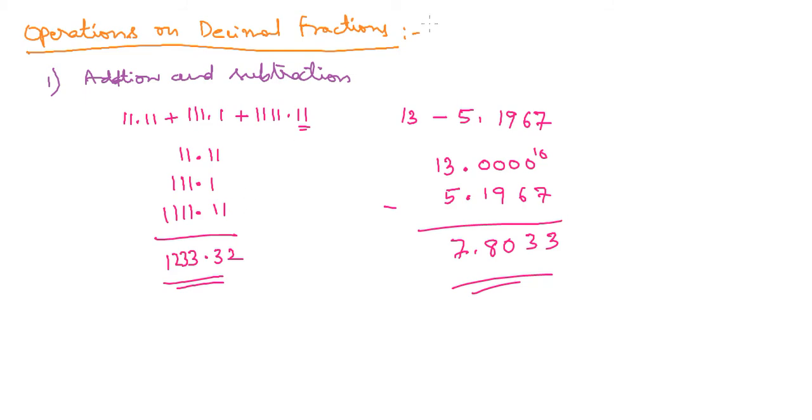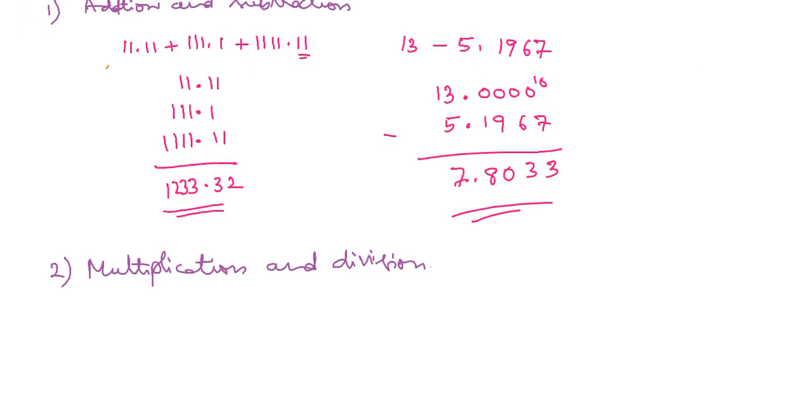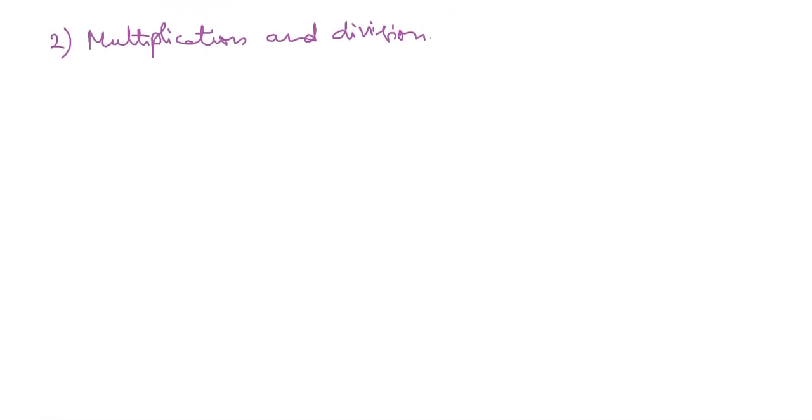So the next topic is multiplication and division. Let us do the multiplication and division part. This part is also very simple. Multiplication means, let me take an example directly: 0.2 into 0.03 into 0.004. So what is the value?